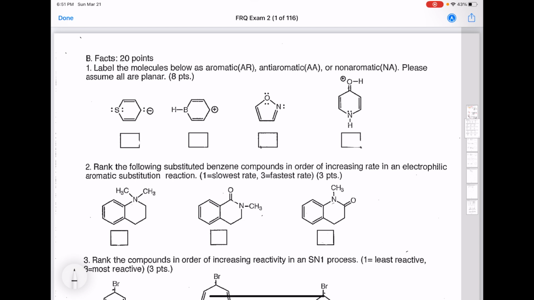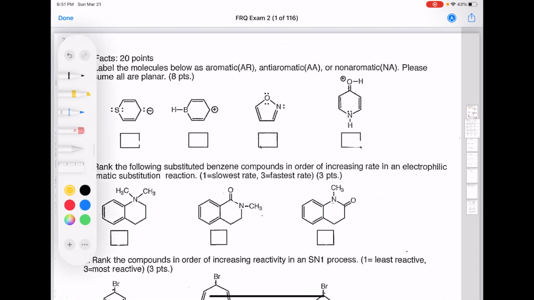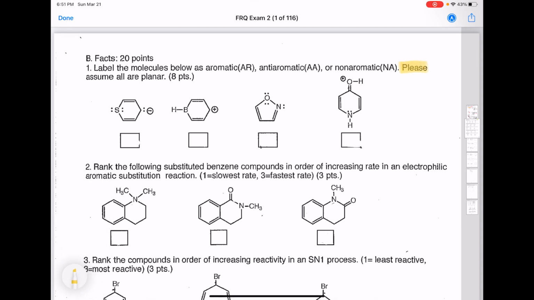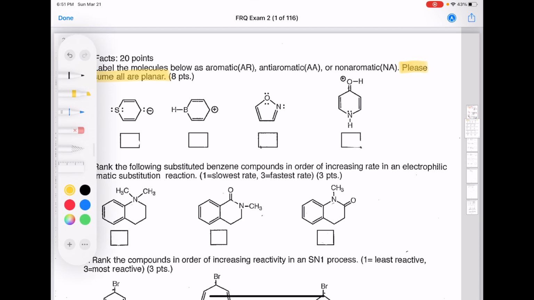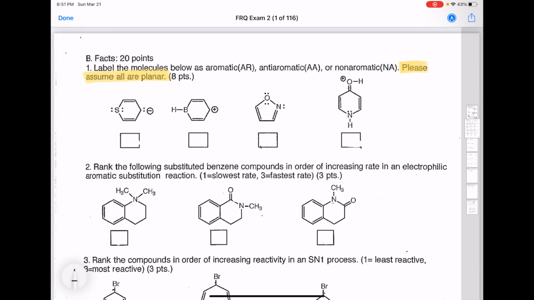So for question 1, we're given a set of compounds and we're asked to label the molecules as either aromatic, anti-aromatic, or non-aromatic. An important fact here is that we're allowed to assume that they are all planar. So this will play an important role in deciding whether or not these molecules are aromatic, anti-aromatic, or non-aromatic. And before we dive into them, the first thing that we need to go over are Huckel's rules for determining aromaticity.